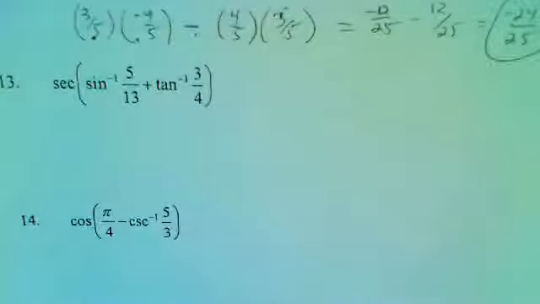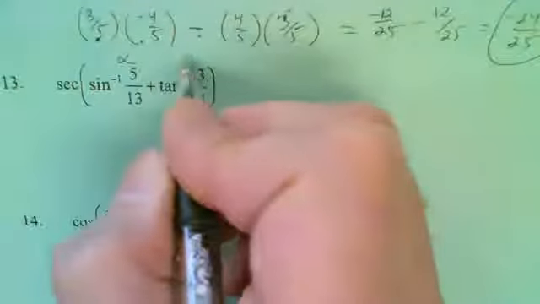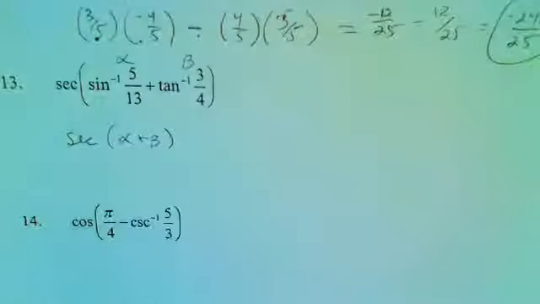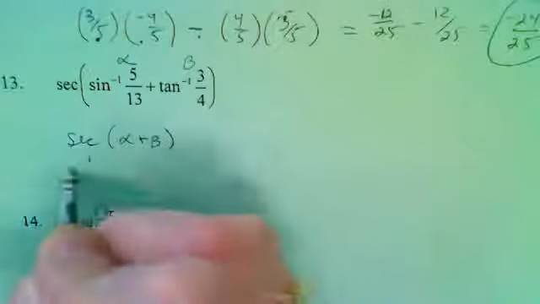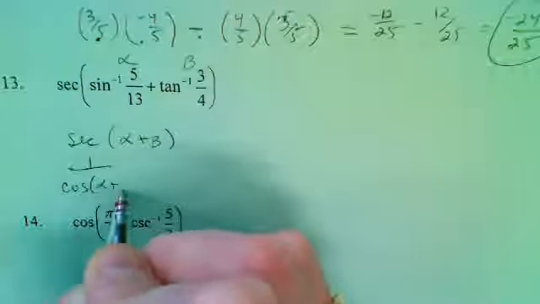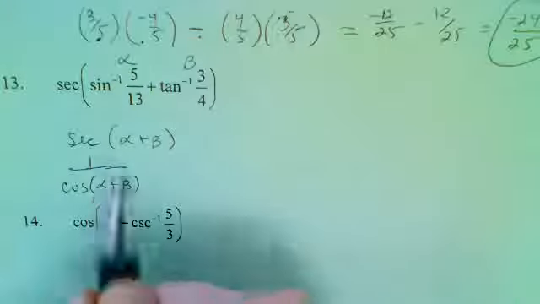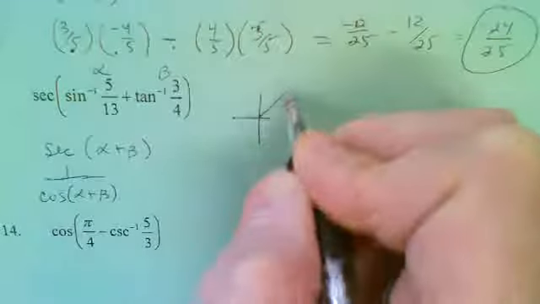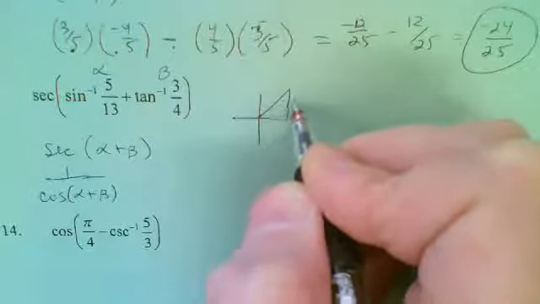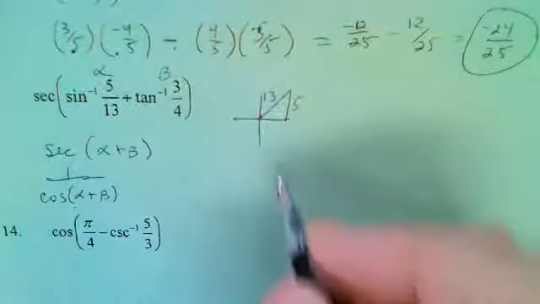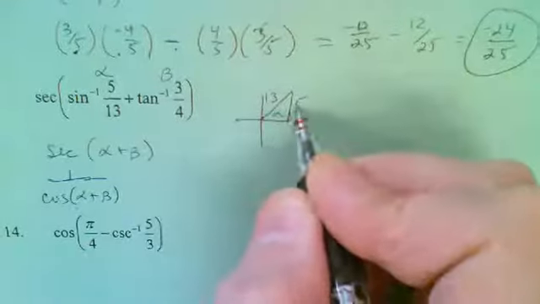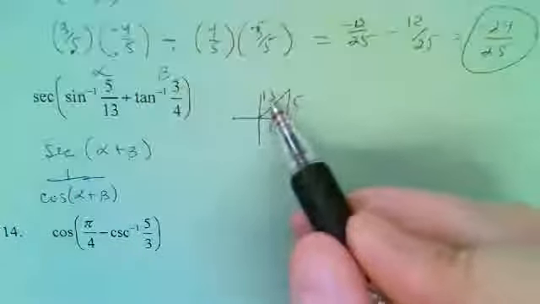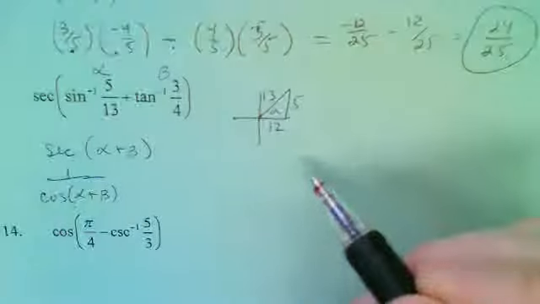All right, 13, same thing. We're going to draw, this is going to be an alpha and this is going to be a beta. So I'm looking for the secant of alpha plus beta. I don't have a formula for secant of alpha plus beta, but I do have a formula for the cosine of alpha plus beta. So I'm going to get that answer and then I'm going to flip it. So let's draw our pictures of alpha and beta. Alpha, the first angle, has sine 5/13. So I draw that in. This is alpha. And I believe this is a Pythagorean triple we should know, so that would be 12. If you don't know that, you take x squared plus 25 equals 169 and solve for x.